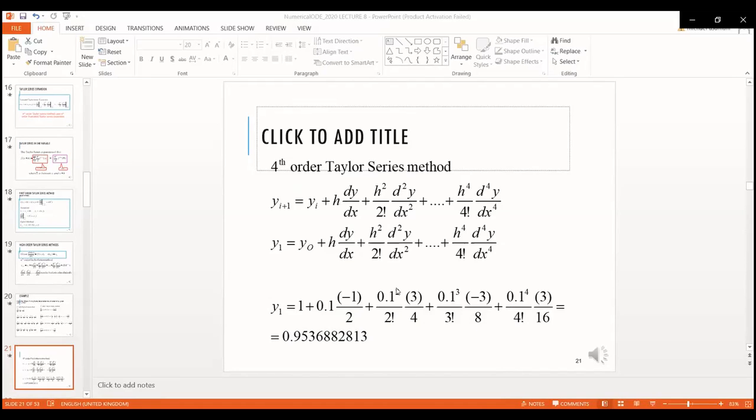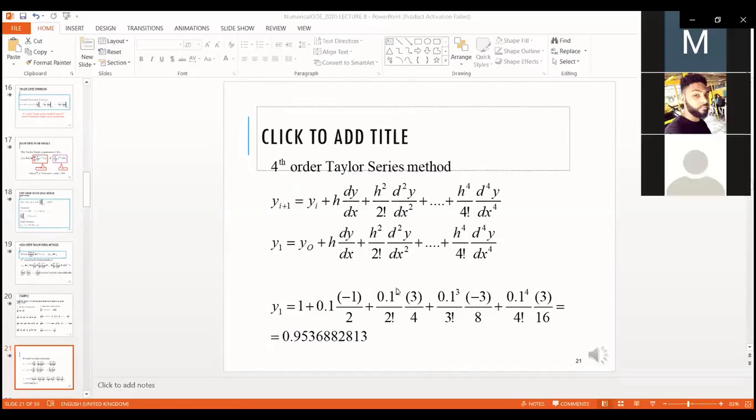So whilst it's going to the memory, let me just refresh your mind. The first thing is you have to find the derivatives to the number of orders you are given. Then after you finish finding the derivatives, you will substitute the initial value conditions, and get the value of the derivatives at those points. And when you are done, you put those values into the general equation to get your y1.